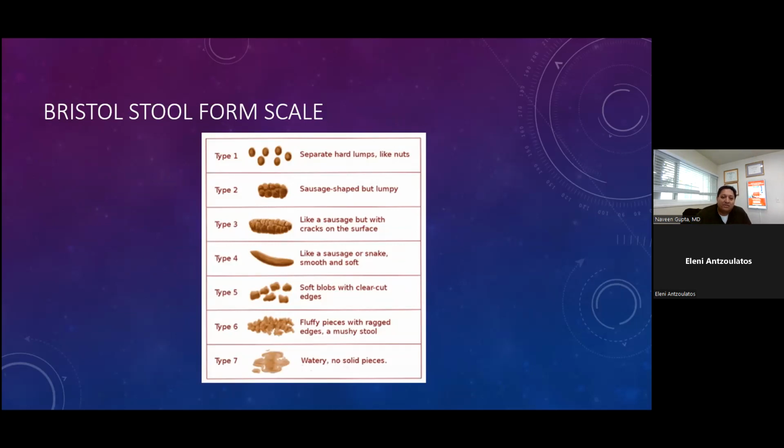Type 1 and 2 are generally associated with constipation. Type 5, 6, and 7 are generally associated with diarrhea. In between, 3, 4, and 5 are variations of quote unquote normal. But as you can tell, there's going to be a person who all their life has been type 3 stool, and if they move from type 3 to type 5, that's a significant change. And so it takes a lot of interpretation for what the patient's norm is too. You can't just use this as a solitary guiding factor.